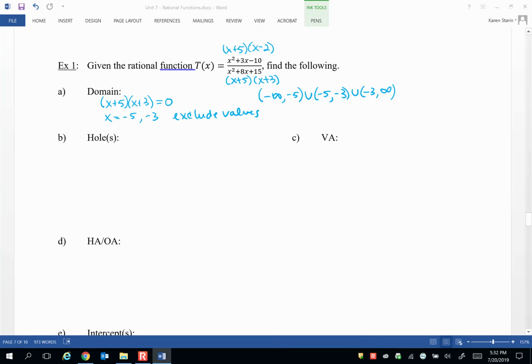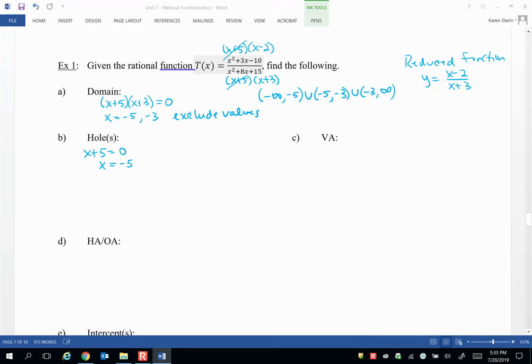And yes, we do have a common factor of x plus 5. So where's our holes? Well, we're going to solve x plus 5 equals 0. Of course, we could have read that at x equals -5. There will be a hole. Now we're going to plug that value into the reduced function. So I'll just write the reduced function over here, or reduced form. y equals x minus 2, that's all that's left in the numerator, over x plus 3. So that's the reduced function.